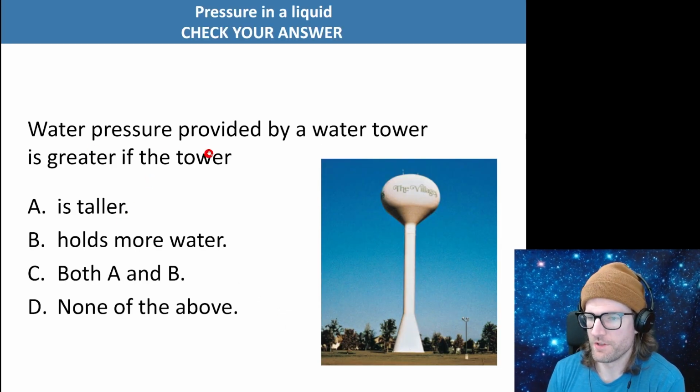Water pressure provided by a water tower is greater if the tower holds more water? No. Is taller? Yes. It only depends on the depth. So it's going to be A.